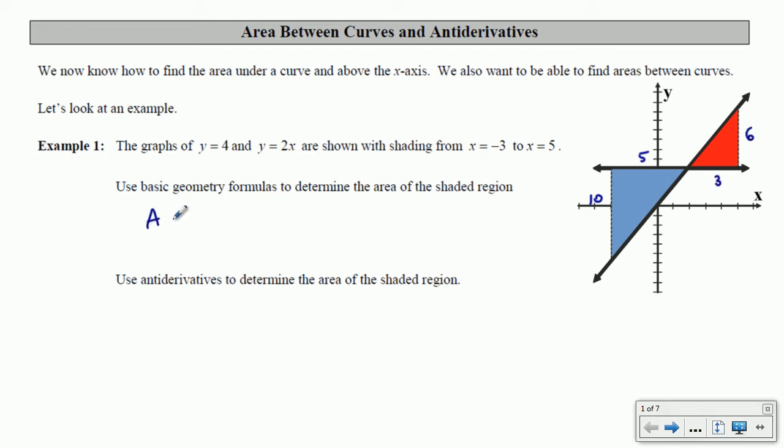We can use the formula area equals base times height divided by 2 for a triangle to determine the total area. So for the blue triangle, it's 10 times 5 divided by 2. And for the red triangle, it's 3 times 6 divided by 2. So for the blue, it's 25. And for the red, it's 9, giving a total of 34 units squared.